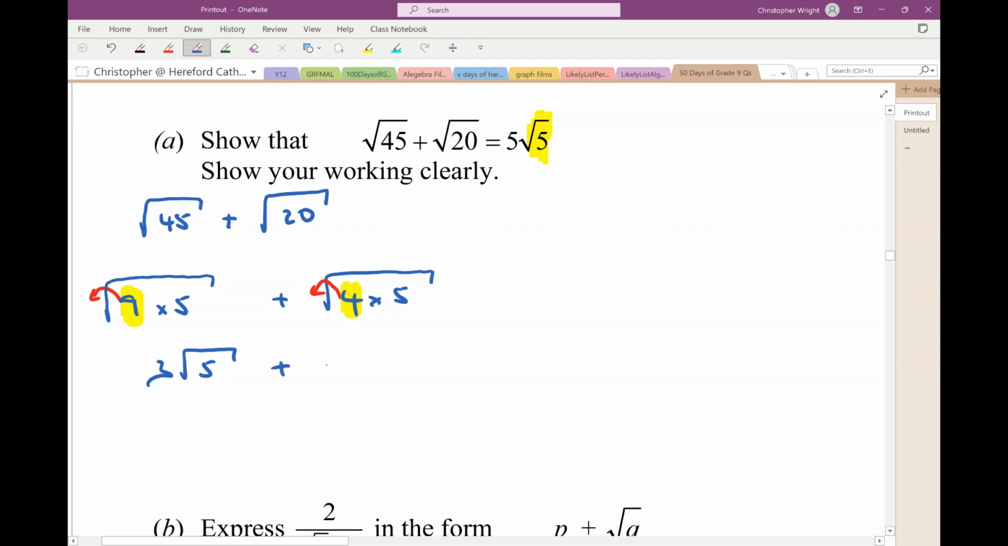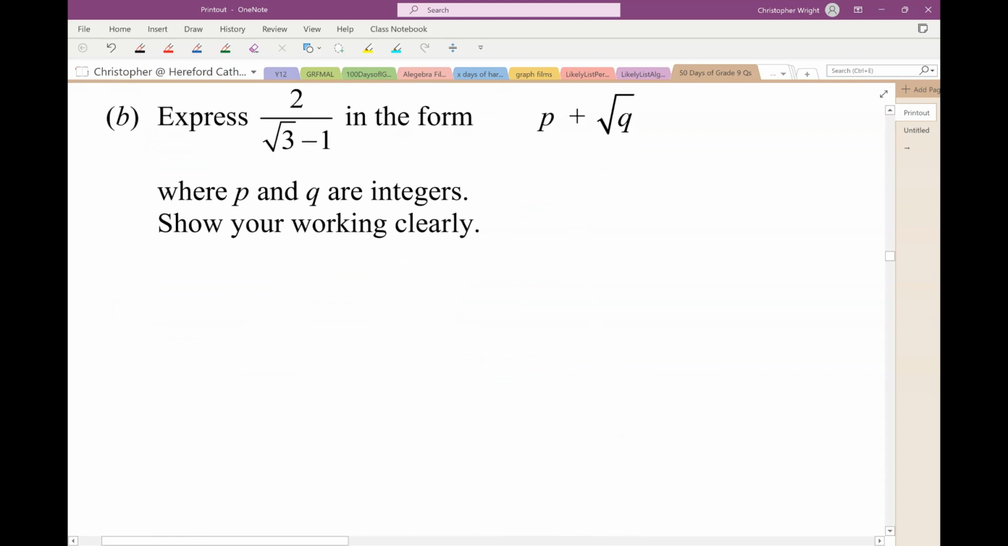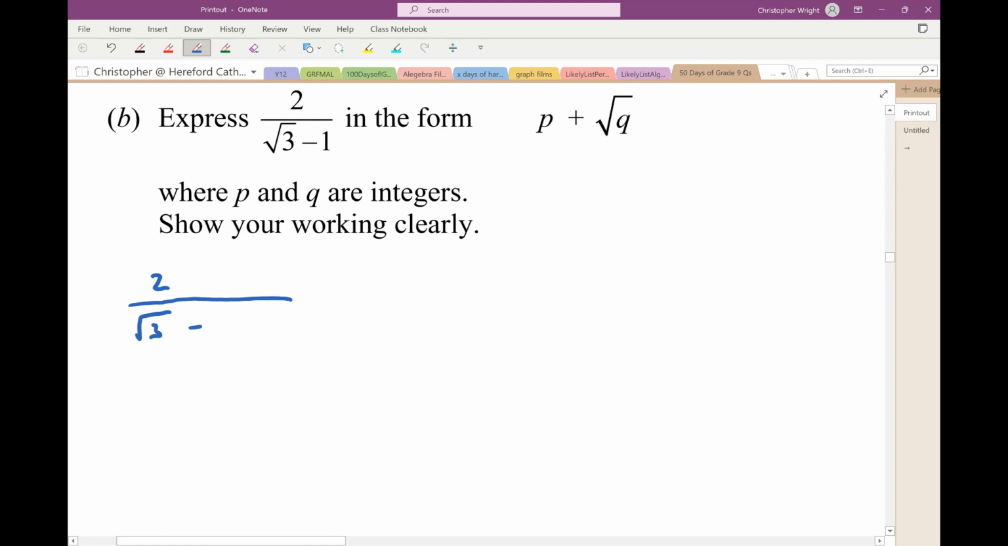I'm going to do the same with the 4 here. The square root of 4 is 2. So the square root of 4 times 5 is the same as 2 root 5. And look at that. 3 root 5 plus 2 root 5 is 5 root 5, which is what they wanted me to do. Part B. This looks like I'm going to be rationalizing the denominator here. So I've got 2 over root 3 minus 1.